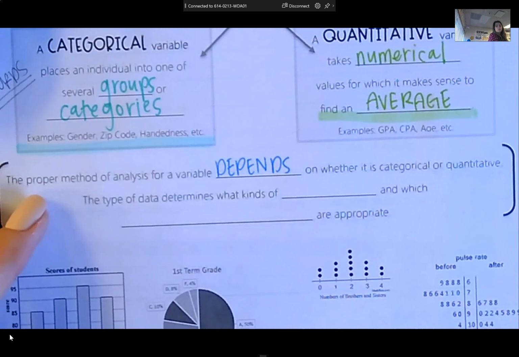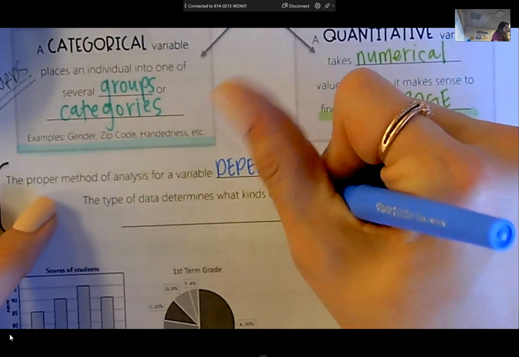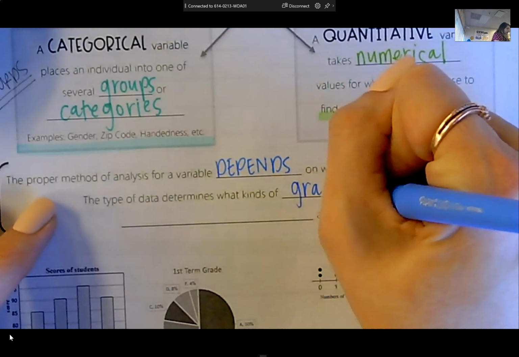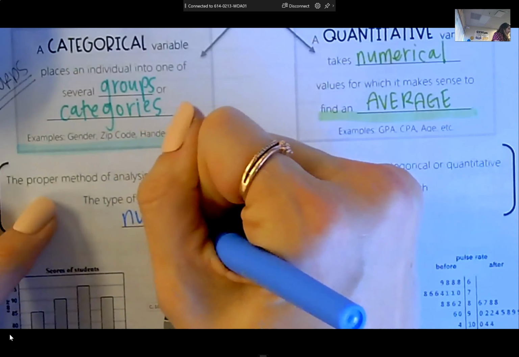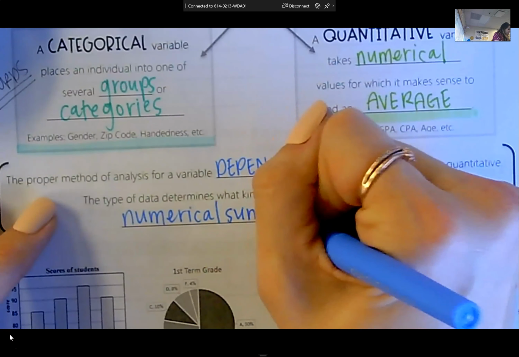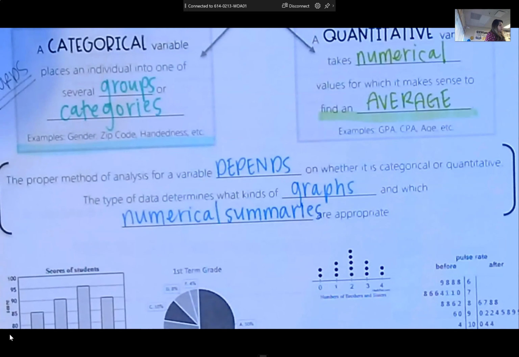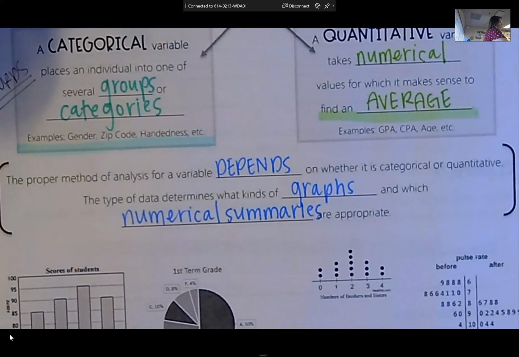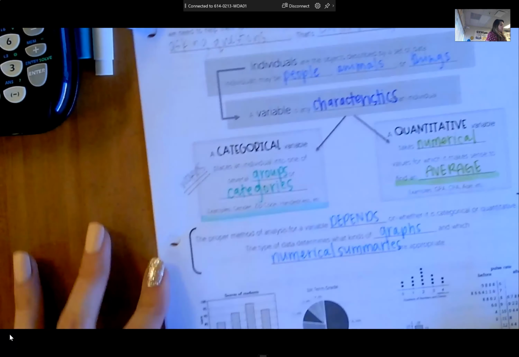The type of data determines the kinds of graphs and which numerical summaries are appropriate. So interestingly enough, down below on the quantitative side, the only one that we can really see there that we know of is the dot plot. But scatter plots would fall into the quantitative group. So I lined these up so that they match.